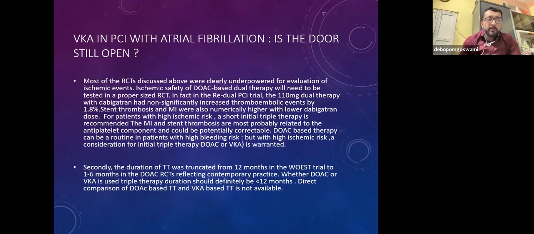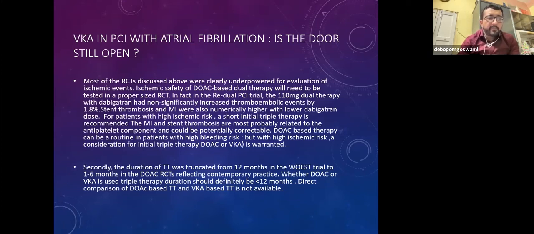is the door still open? Now, the 4 important points to be discussed are: most of the RCTs discussed above were clearly underpowered for the evaluation of ischemic events. The ischemic event safety of a DOAC-based dual therapy will need to be tested in a properly sized randomized controlled trial. In fact, in the RE-DUAL PCI trial, the 110 mg dual therapy with dabigatran had non-significantly increased thromboembolic events by 1.8%, and stent thrombosis and MI were also numerically higher in the dabigatran 110 mg arm.